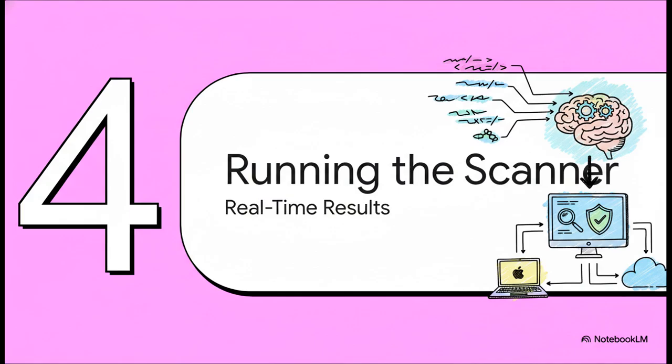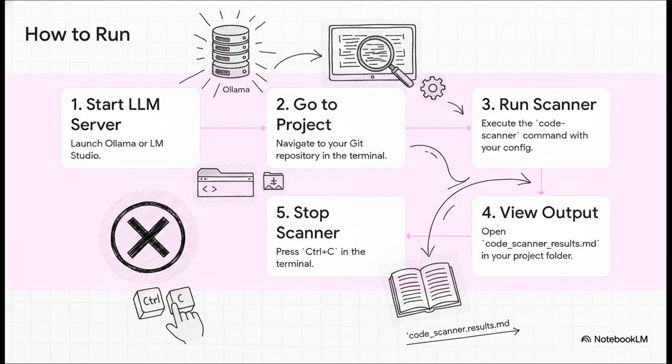Okay, everything is installed and configured. Now we get to the fun part, actually running the scanner and watching the AI analyze your code in real time. This is where it all comes together. And the process is really simple. First, just make sure your local LLM server, whether that's Ollama or LM Studio, is actually running. Then, pop open your terminal, go to your projects directory, and run the code scanner command, pointing it to your config file. The scanner will kick off and just keep running in the background, monitoring for changes until you tell it to stop with Control-C.